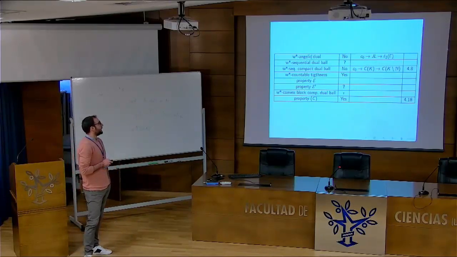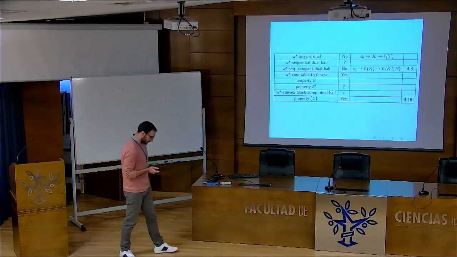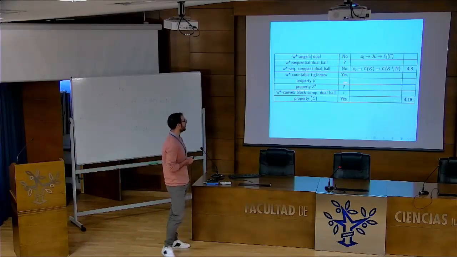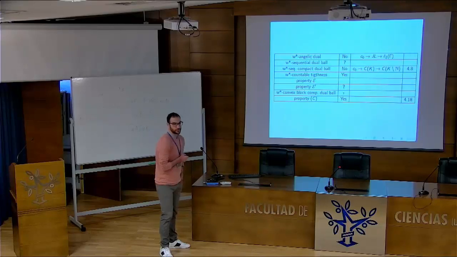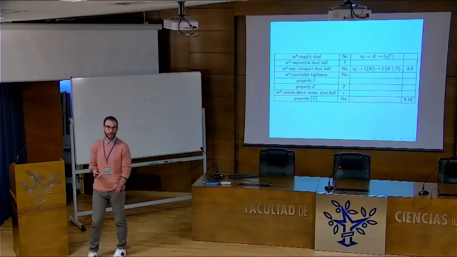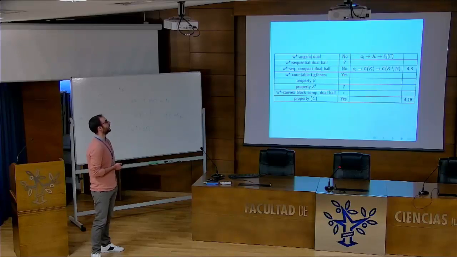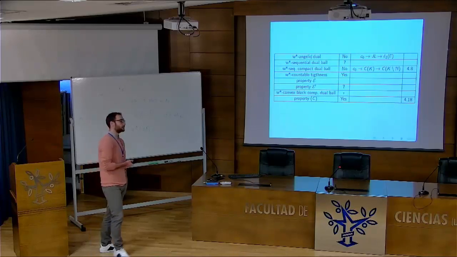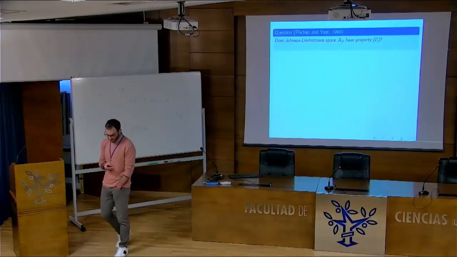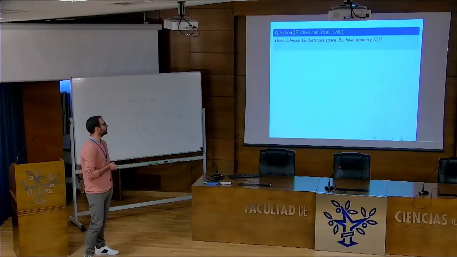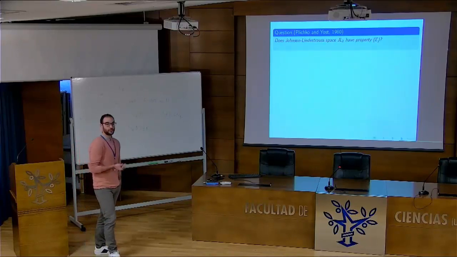And well, the last property that we have to consider is property of Efremov. Notice that the non-convex version of this property is weakly Lindelöf dual, which is not a three-space property. So one may expect that this might also provide a counterexample to this property here. So maybe Johnson–Lindenstrauss space fails to have property E, and therefore this property E is not a three-space property. So this was already asked in 1980 by Plichko and Yost. So they asked whether the Johnson–Lindenstrauss space has property E.